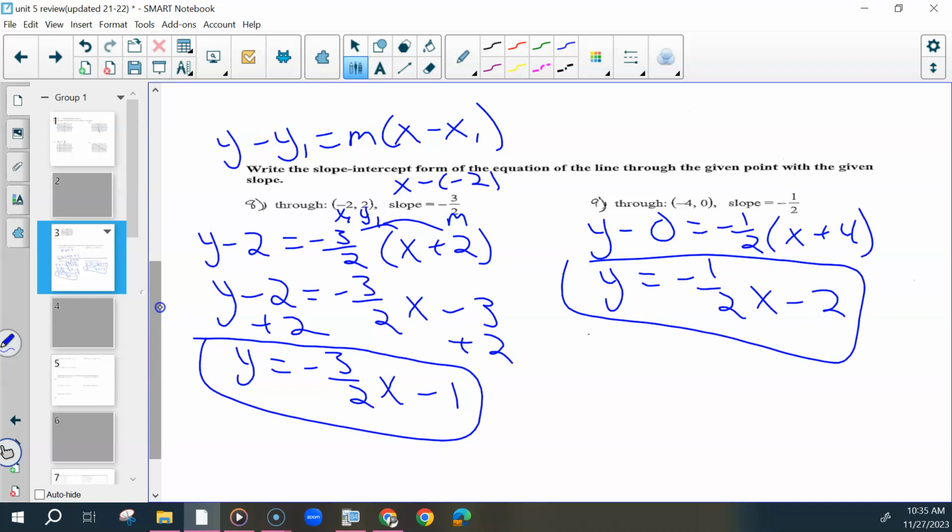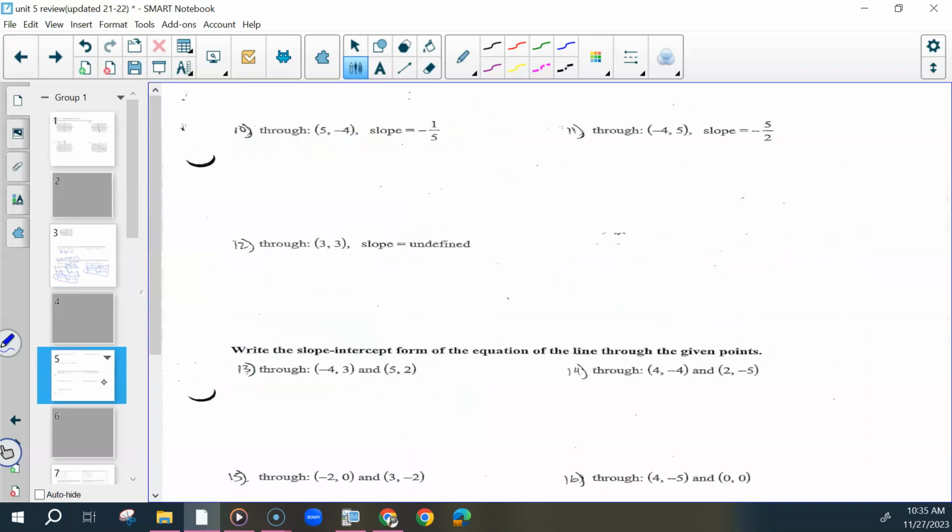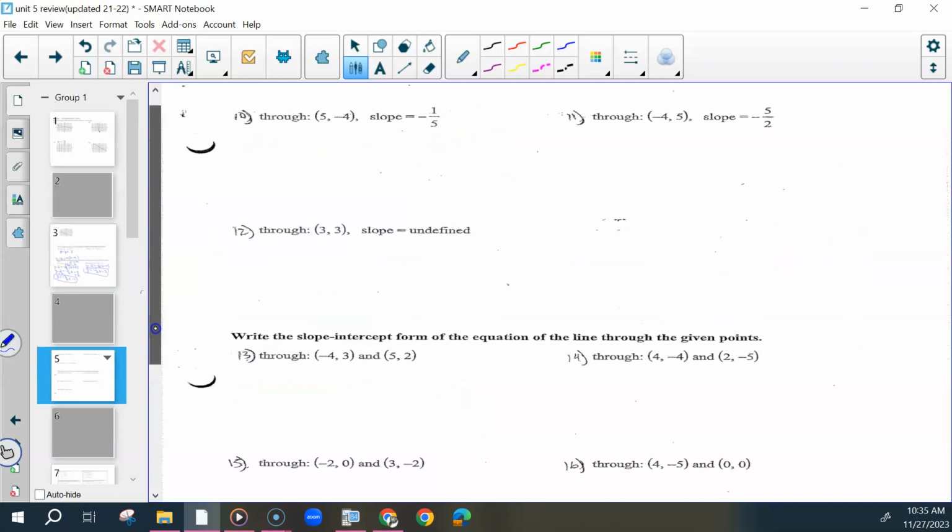Jeff? Did you get the negative 1 again? Did you get negative 1 for number 8? As your y-intercept, yes. Okay. On the next page, I'm going to have you write in a code. I'll save this back.